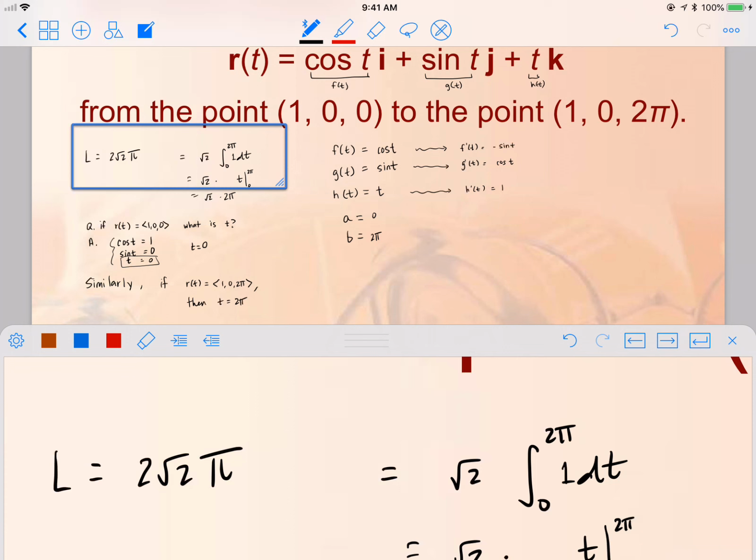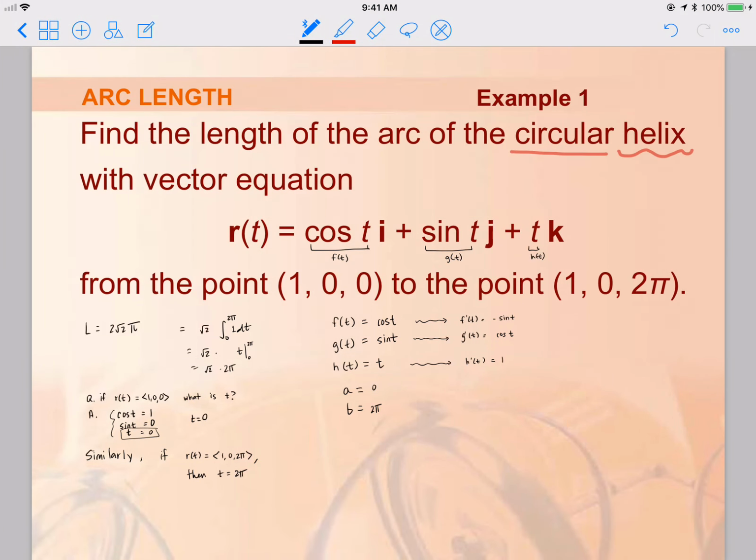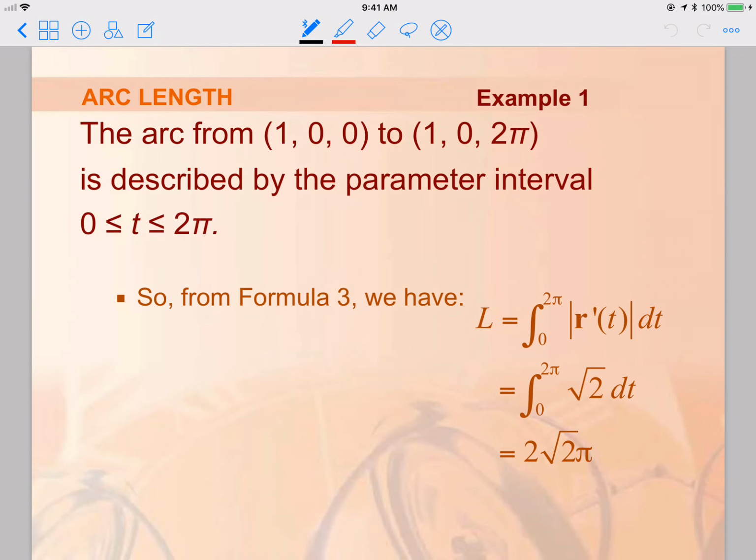So that is the length of that part of the helix. There we go. 2 root 2 π.